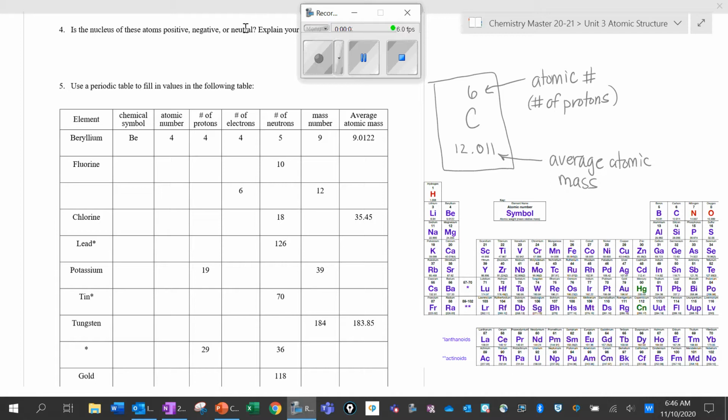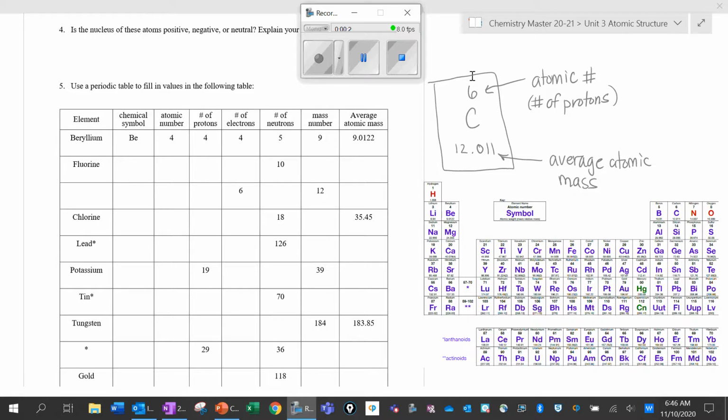Welcome. In this video, we're going to review the Building Atoms lesson and take a look at how to fill in a table such as this one, where we can determine the number of protons, electrons, neutrons, and mass number in an element. And in a set of problems like this, you're going to want to have your periodic table handy.